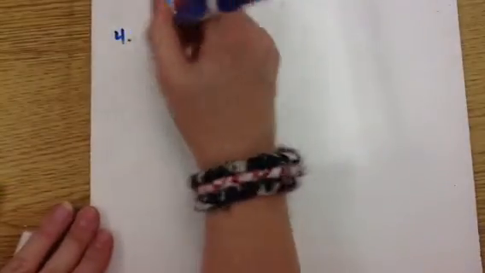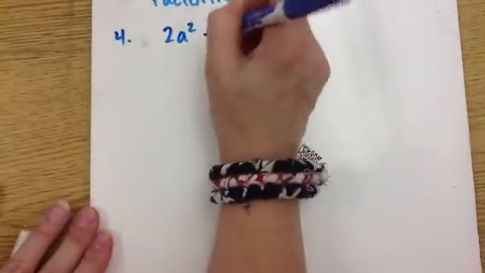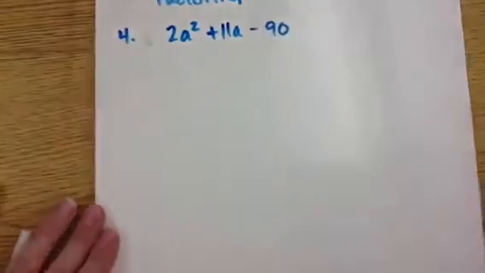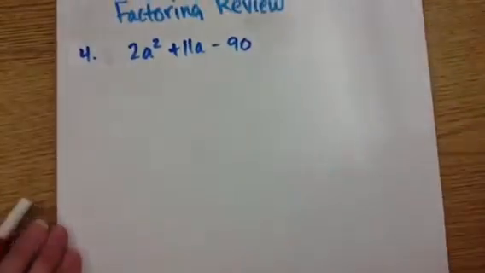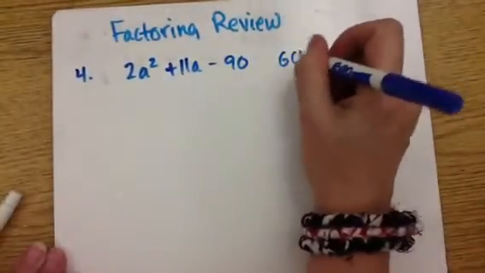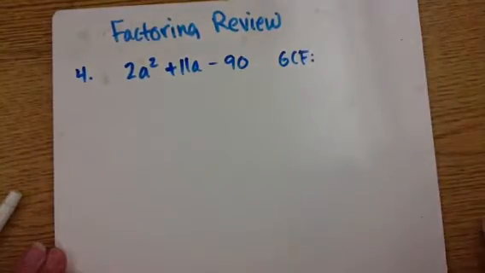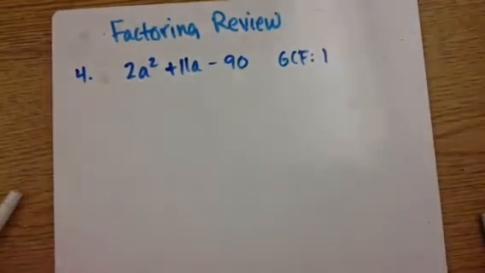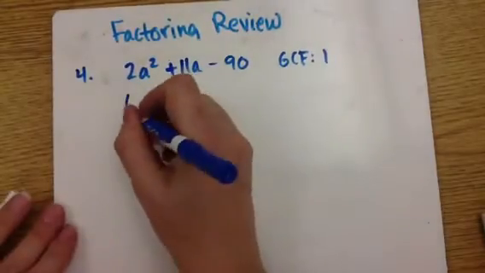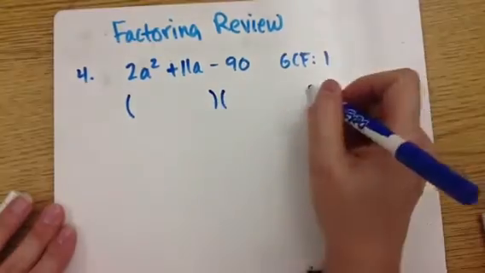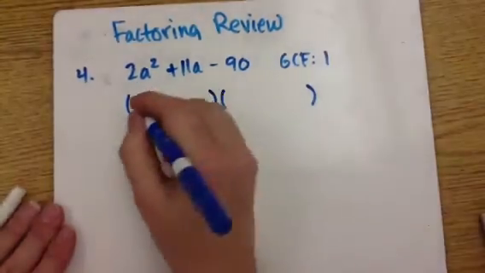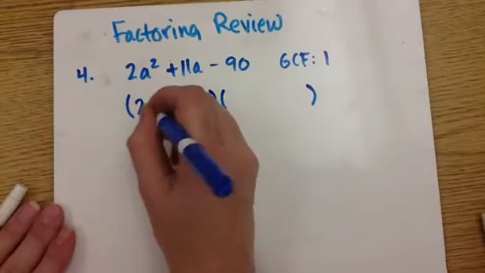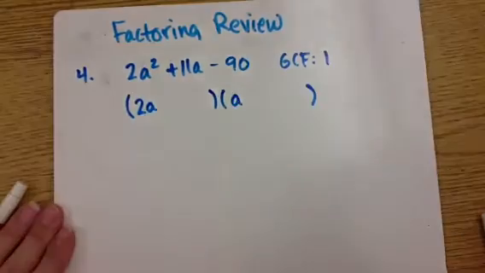Number 4, 2a squared plus 11a minus 90. I want to check to see if there's a greatest common factor. The only thing they have all three in common is 1, so we will not be factoring that out. And then I have 3 terms, so I'm on to guess and check. So I'll start with first times first has to be 2a squared, so 2a times a will do that.